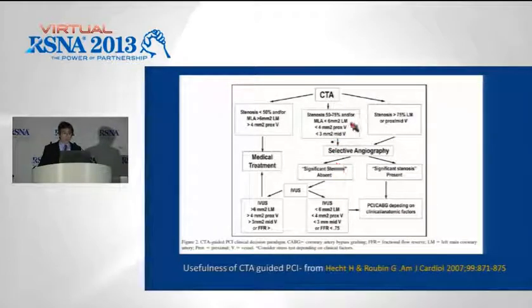So in this chart from this paper, he recommends that if there's a stenosis on CT of 50 or 75%, or the MLA is less than 6 mm squared in the left main, less than 4, then these patients, assuming they're symptomatic, need to go to the cath lab. And if there's some element of doubt in the cath lab, then of course they will go on to IVUS or FFR.